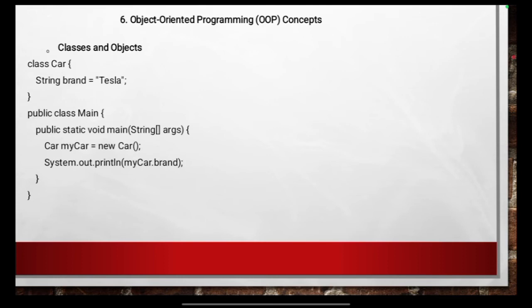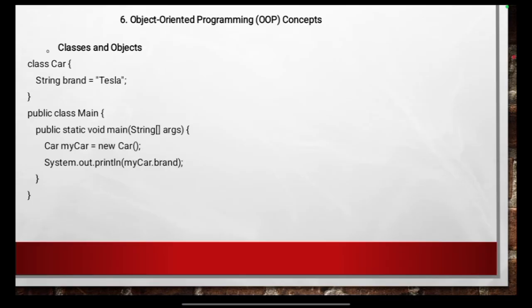Public: the method is accessible from anywhere. Static: the method belongs to the class, not an object, so it can be called without creating an instance of the class. Void: the method doesn't return any value. main(String[] args): the method signature where args allows the program to accept command line arguments. Car myCar = new Car(). This line creates an object of the Car class. The new Car() part instantiates a new Car object, and this object is assigned to the variable myCar. The myCar variable is now a reference to the newly created Car object.